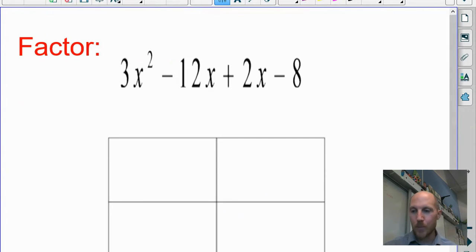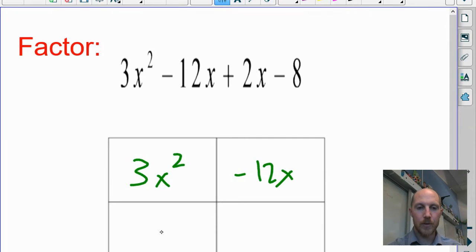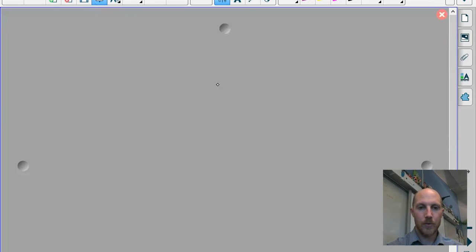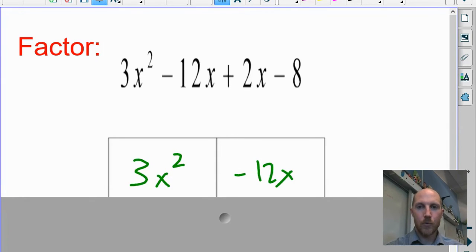All right, well, let's try one more just to make sure we got this under wraps. So I'm going to put the original polynomial into this box. I got 3x squared minus 12x plus 2x minus 8. Let's look at the top row. Greatest common factor. Those are both multiples of 3. They both contain an x.